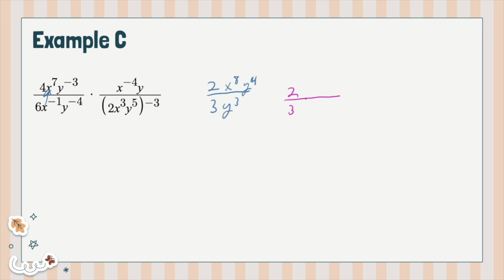The 2 is on the top. The 3 is on the bottom. X to the 8th is going to stay on the top, and positive y is going to be on the bottom. So that handles just the first fraction. We now need to work with the second fraction.